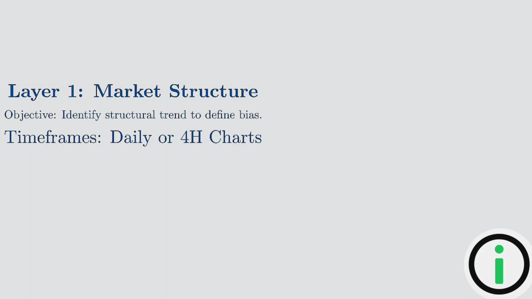In this scene, we establish the foundation of our strategy. Layer 1, market structure. Identify the structural trend to define your trading bias. Institutions don't trade in a vacuum. They follow the path of least resistance.